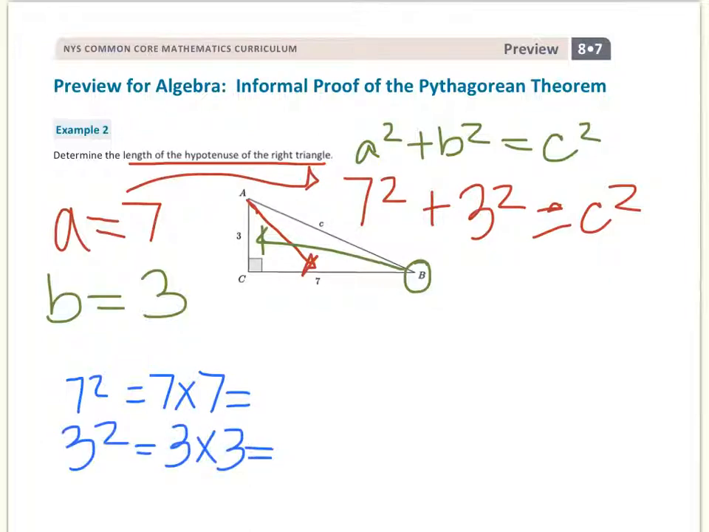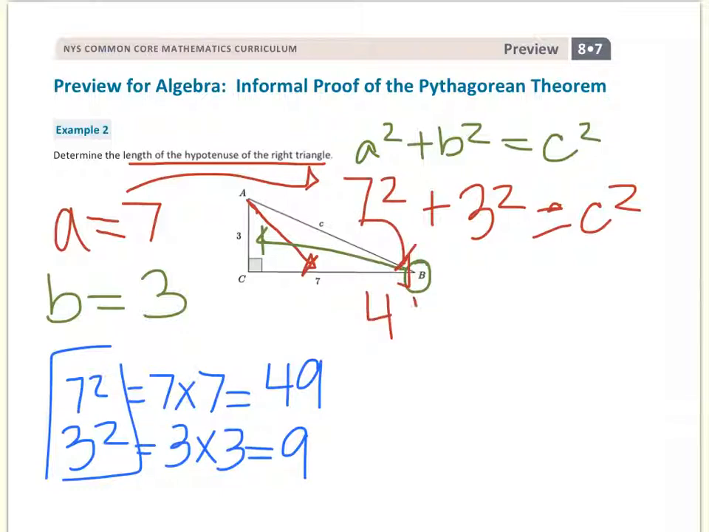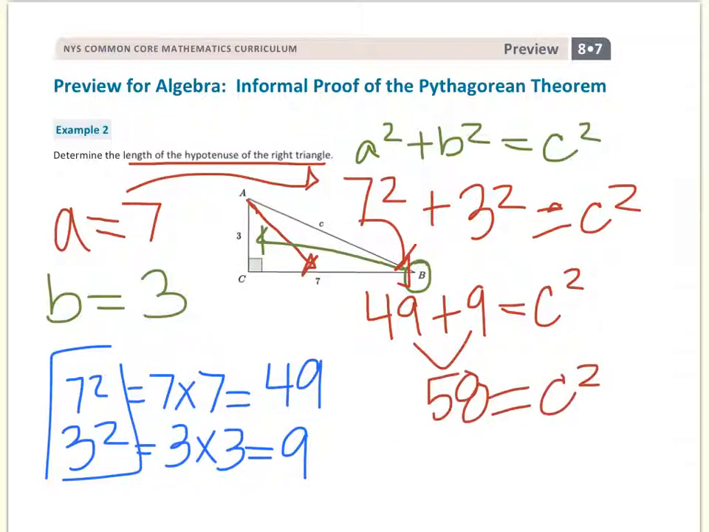Be prepared on Monday, you're probably going to have a Kahoot squaring numbers. So 7 times 7 gives me 49, and 3 times 3 gives me 9. So I'm going to go ahead and bring my work over here. 7 squared is 49, plus 3 squared, which is 9, gives us c squared. When I simplify 49 plus 9, I get 58 equals c squared.